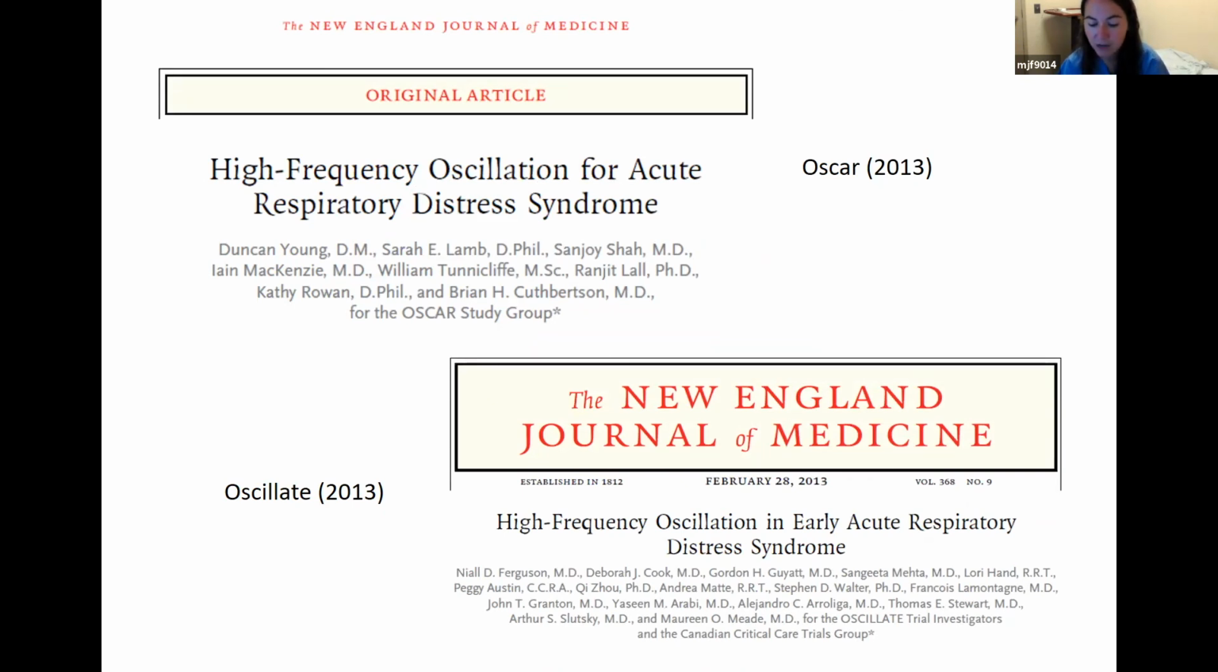The OSCILLATE trial was actually stopped early because there was significantly higher mortality in the oscillator group. In addition, that group used more benzos, more paralytics, and more pressors than the control group.